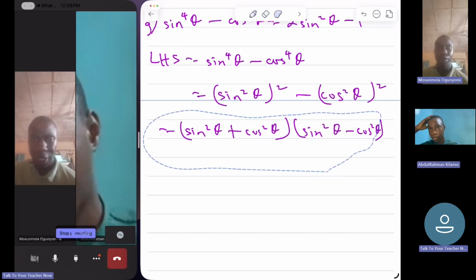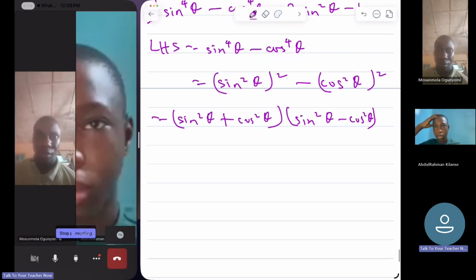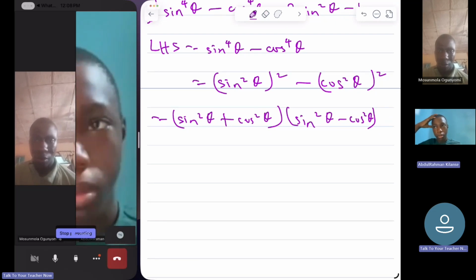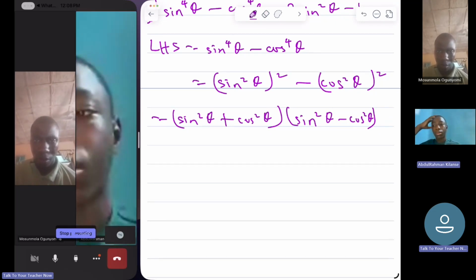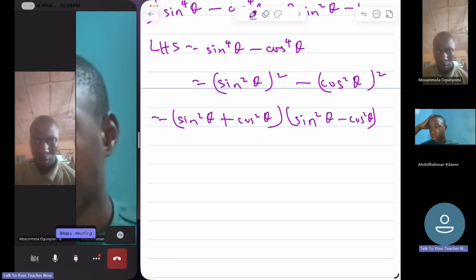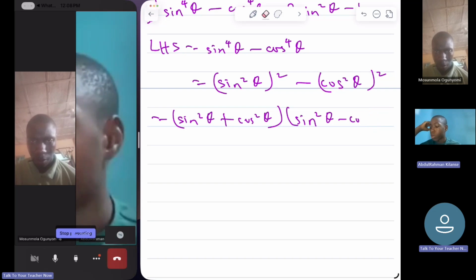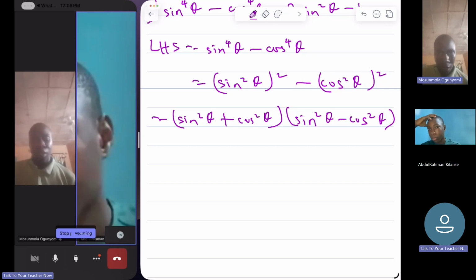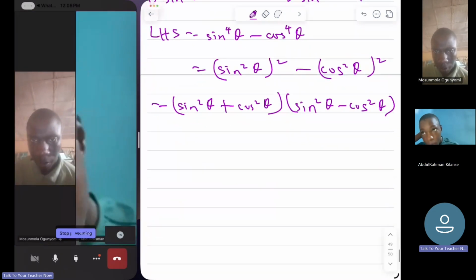Beautiful. Sine squared theta minus cos squared theta. So what's the next step? When you are doing it, you make sure you keep an eye on the right-hand side, so that you know what terms you should keep and what terms you should discard. Is that clear? Now, what's the next thing to do? On the right-hand side, it is only sine that we need.